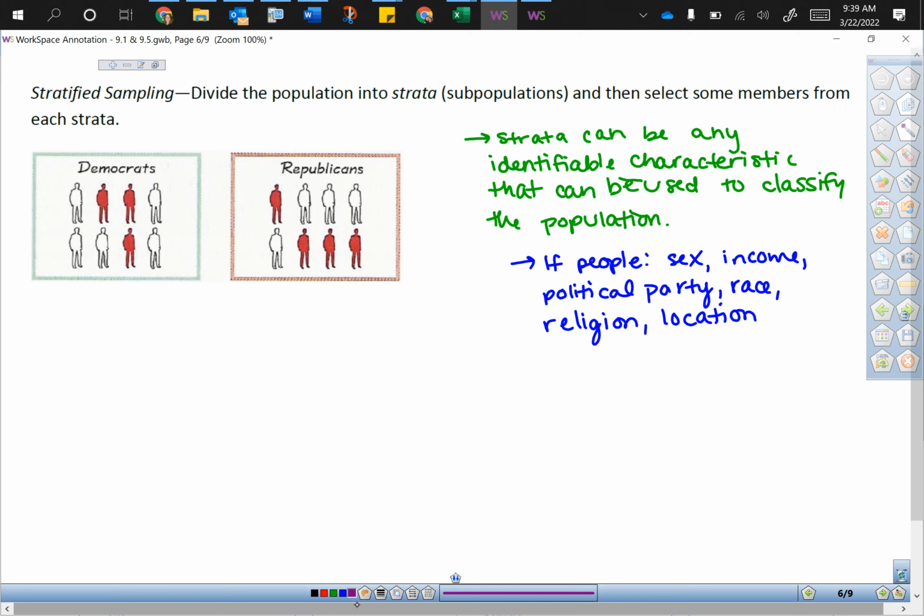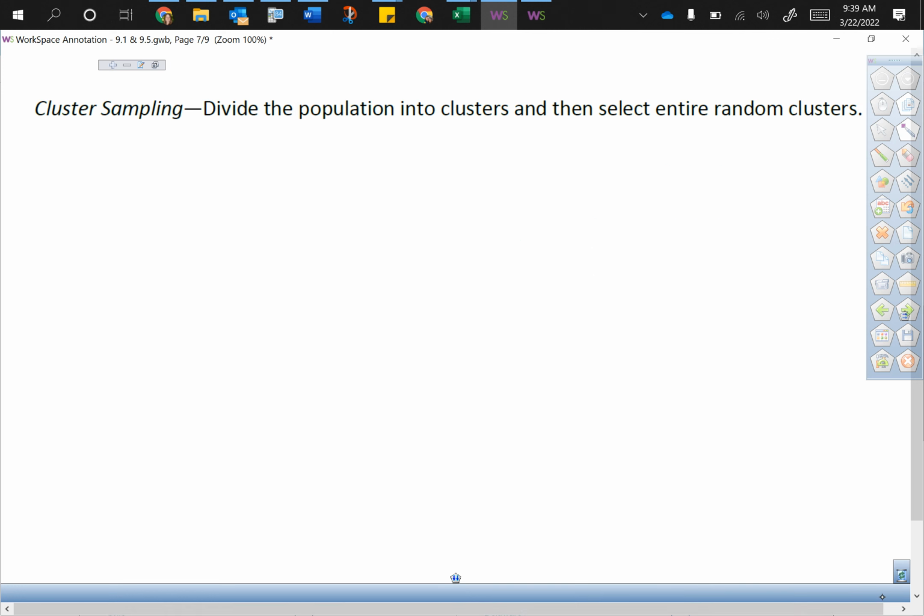Now the next one is called cluster sampling. Okay? Now, cluster sampling and stratified sampling can sometimes get confused. Stratified sampling is when you divide the population into strata and then select some members from each strata. But cluster sampling is when you divide the population into clusters and then select the entire random cluster. So here's a good example. Let's say I wanted to take a poll of the high school, all right? Now, the population would be the entire high school, but to do it easily, I would do cluster sampling.